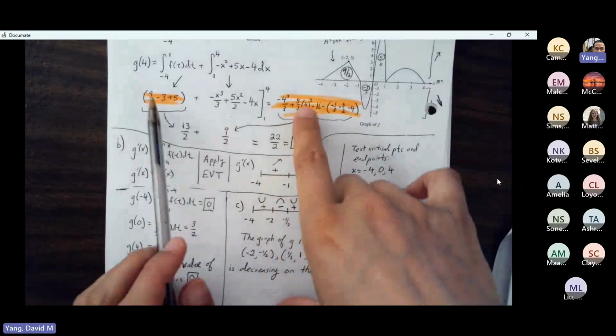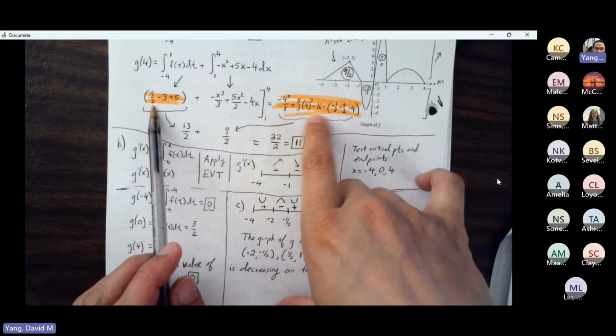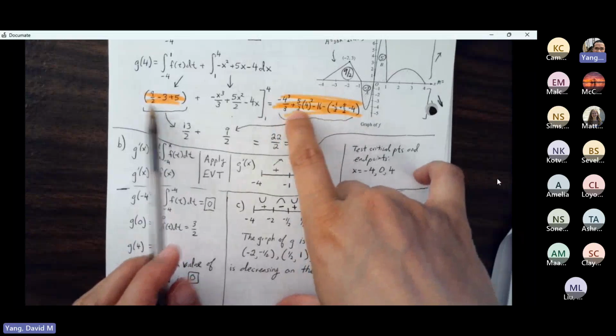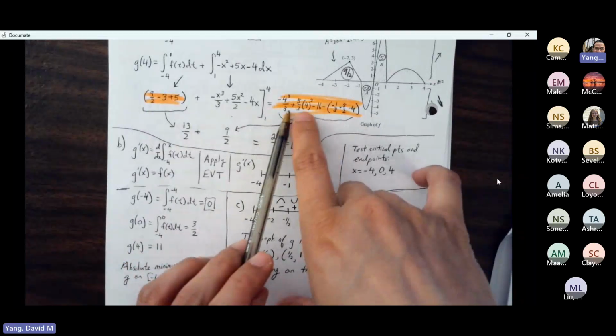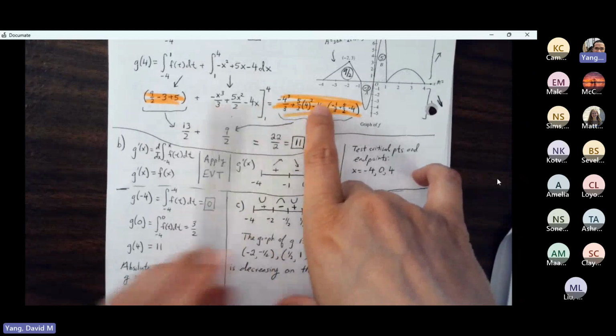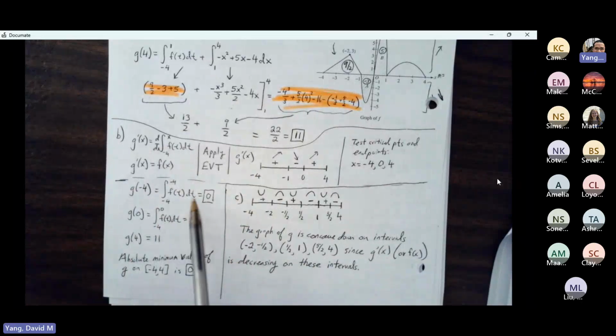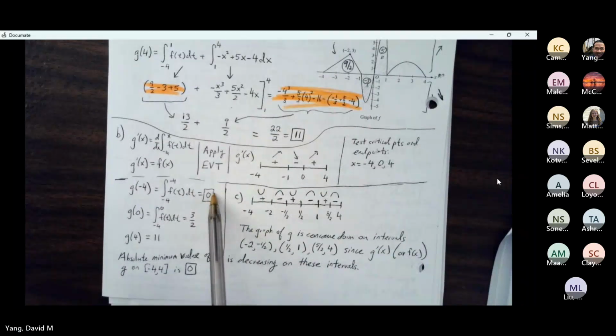Even though we didn't have to add all this up, we do have to have some idea where this value is. Maybe we can just clean this up to the point to know that it's a positive number. So positive plus positive can't be any lower than this value. So we know the absolute minimum must be 0.